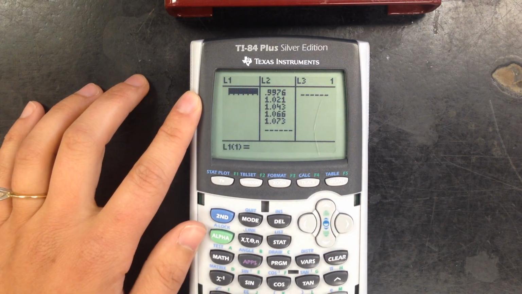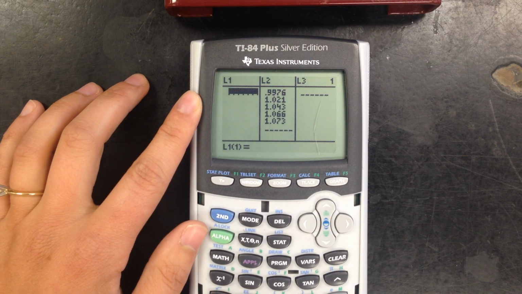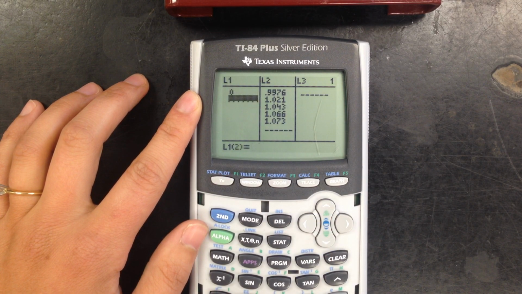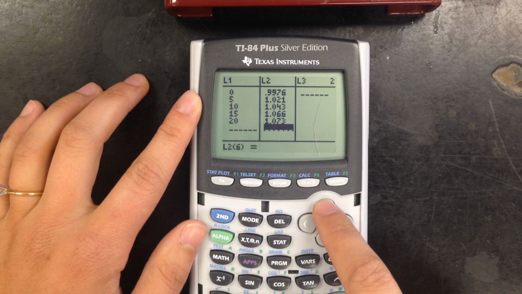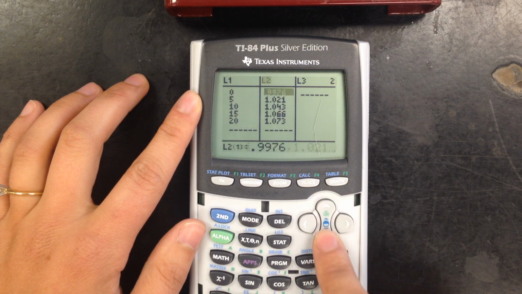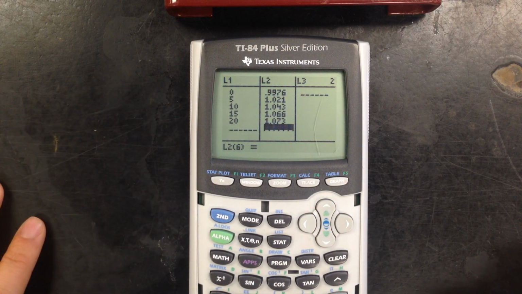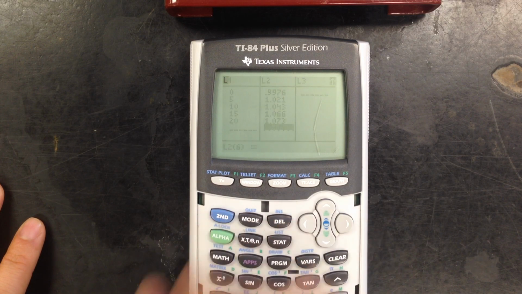I'm going to use L1 as my X. So we had 0% by mass, 5, 10, 15, and 20. Here are my densities. Those are going to be my Y values, my densities. And then you can click Quit.